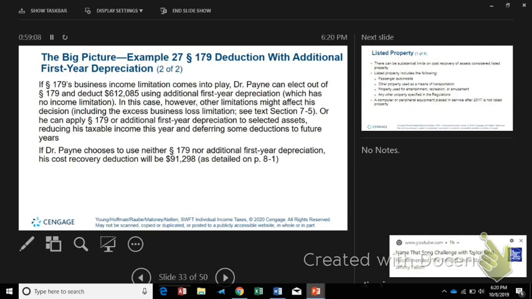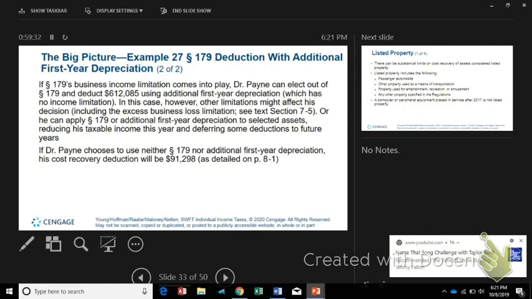Okay, so now this one is an example without additional first-year depreciation. So if the business income limitation comes into play, Dr. Payne can elect out of Section 179. So if he doesn't have enough income, he could elect out of Section 179 and could deduct the 612 using additional first year, which does not have any income limitation.